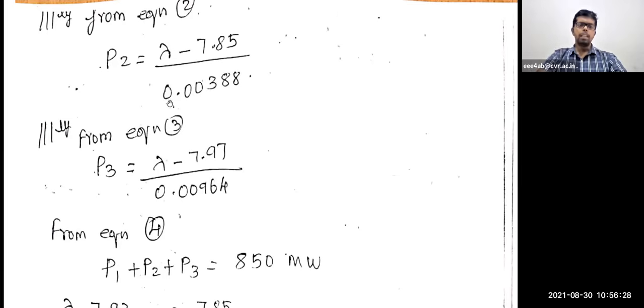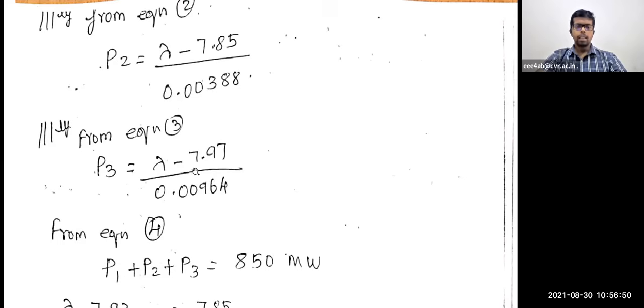Similarly, from equation number 3, you have to extract P3. If you take P3 from the equation, P3 is lambda minus 7.97 divided by 0.00964. You can also take this as equation number 6 and equation number 7.